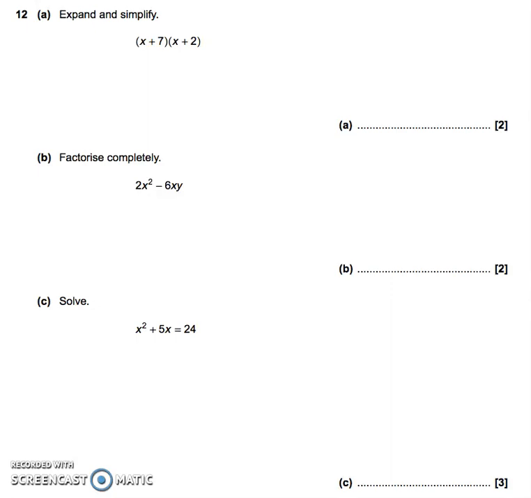In question 12, A, we're asked to expand and simplify, and that means multiply out these double brackets. So my preferred method for doing this is to use a double grid, because we've got two terms in each bracket. You've got an x and a plus 7, and you've got an x and a plus 2. And you're going to multiply those terms together.